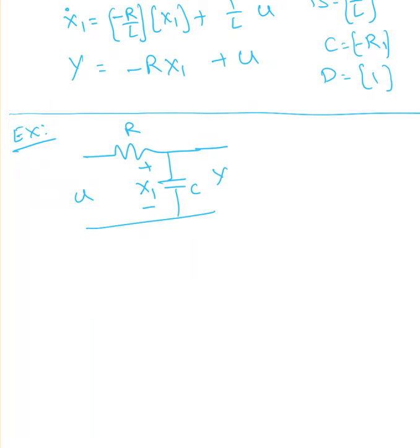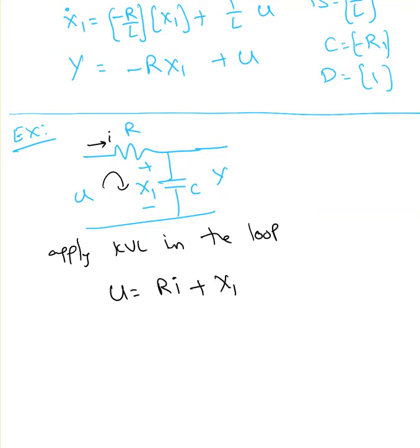So do I know the current passing through this? I don't know. So let me choose that as I. I'm going to apply KVL in the loop. So U equal to R times I plus x1. Okay, but to get the state equation, I want x1 dot equal to something. So I need to eliminate this I. We'll do that in a second.